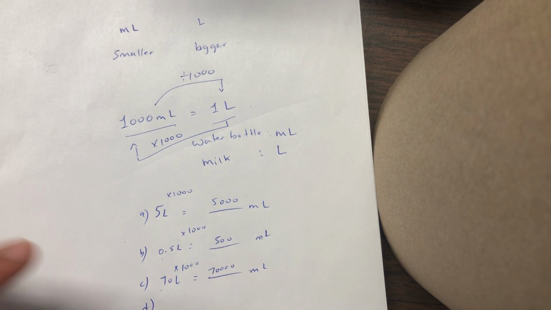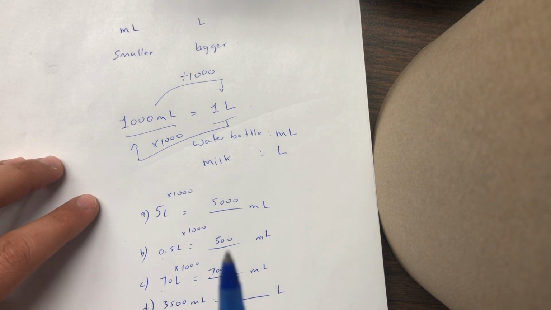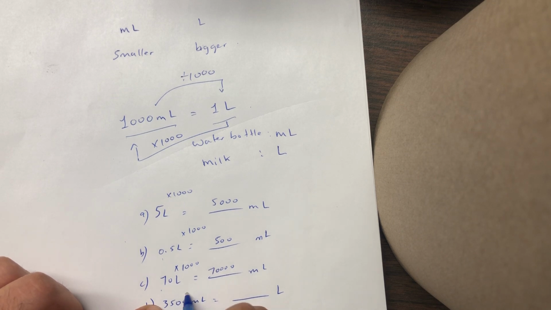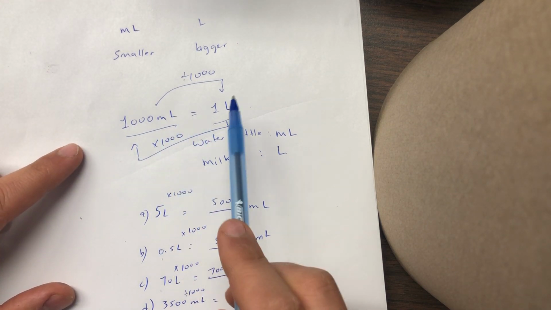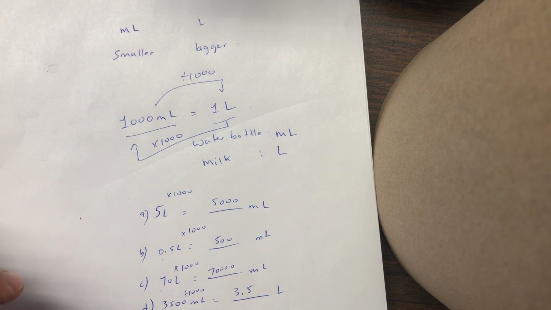Let's go from milliliters to liters right now. For example, 3,500 milliliters is equal to how many liters? To go from milliliters to liters, we are dividing by 1,000. So 3,500 divided by 1,000 is equal to 3.5 liters, and on and on. I could give you unlimited questions. And the basic thing that you must know here is that when we're going from milliliters to liters, we're dividing by 1,000. When we're going from liters to milliliters, we are multiplying by 1,000.